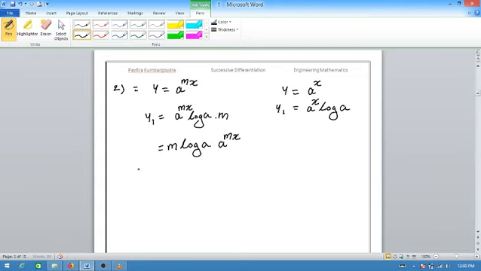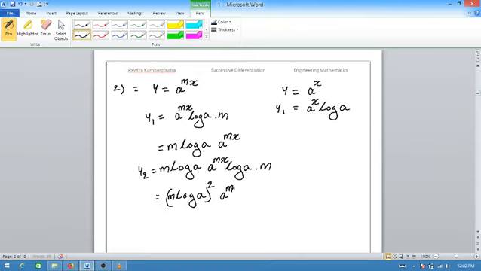So differentiate one more time, we will get y2 is equal to m into log a is constant, correct? Differentiation of a power mx again is a power mx into log a into differentiation of mx, which is m. So m into m is m square, log a into log a is log a whole square. So that I will write m square into log a whole square into a to the power of mx. So this is the second derivative.